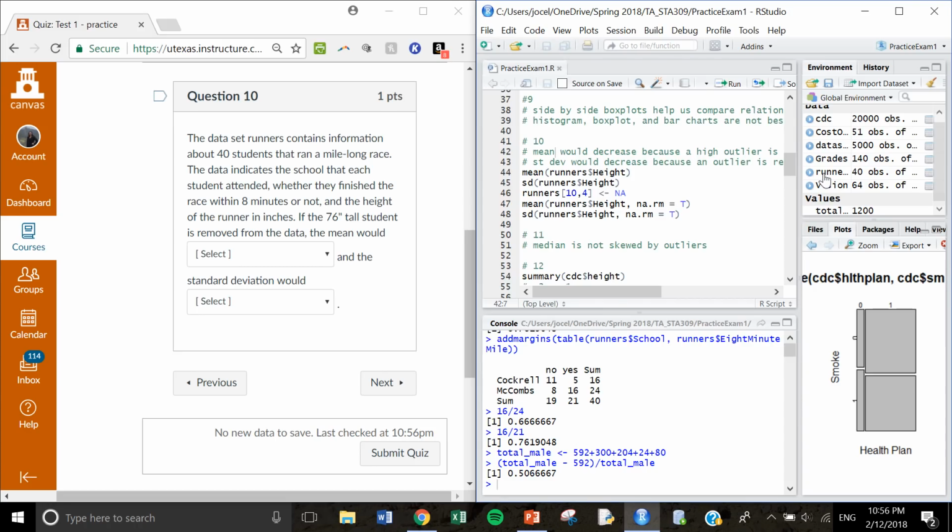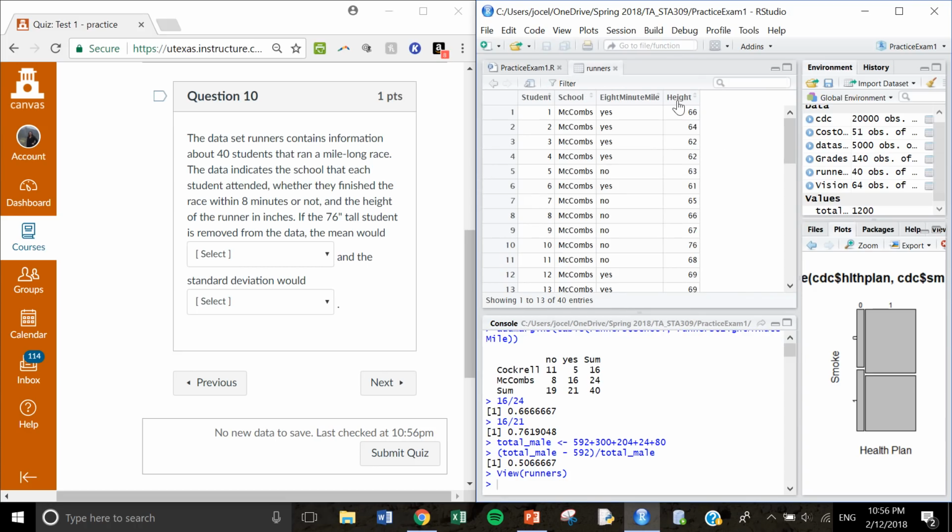So let's look at this runner's data. And I'm going to click here twice to sort the height largest to smallest. And we see the 76-inch tall student is the highest one. It's the max of this data. It's the tallest student. So we're trying to see what the mean of the height would do if we remove this entry.